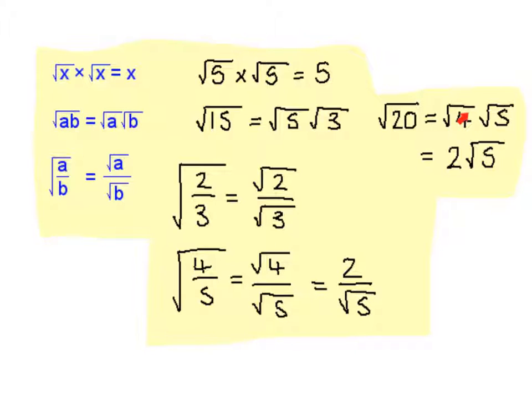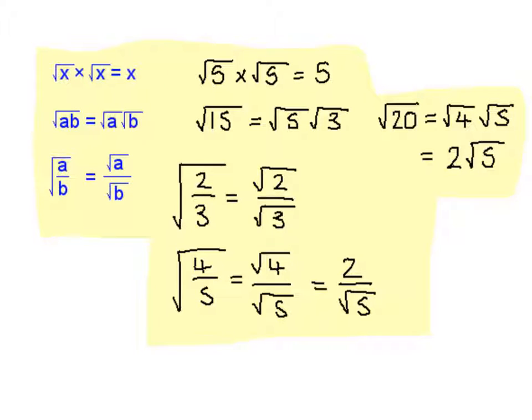So for example, 4 is a square number. So the square numbers are, 1 is a square number, but it's not going to be very helpful with surds. So 2 squared is 4, so 4 is a square number. 3 squared is 9, so 9 is a square number. 4 squared is 16, so 16 is a square number. 5 squared is 25, so 25 is a square number, and so on.